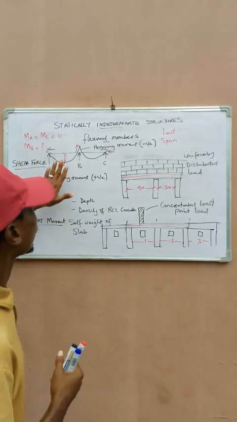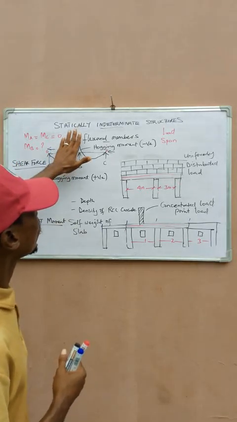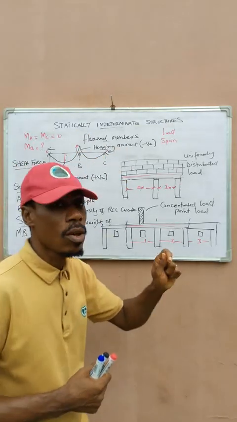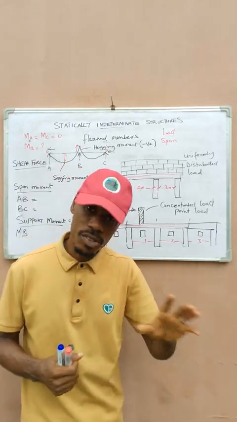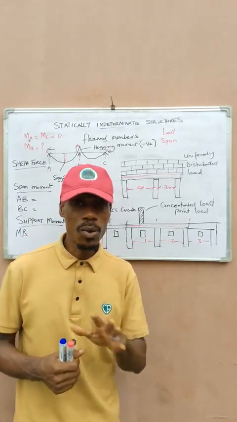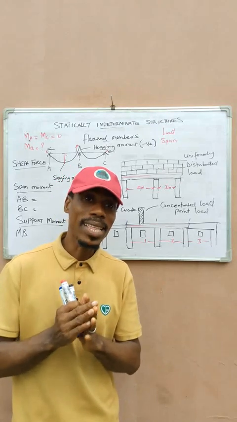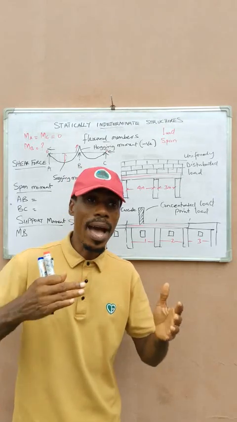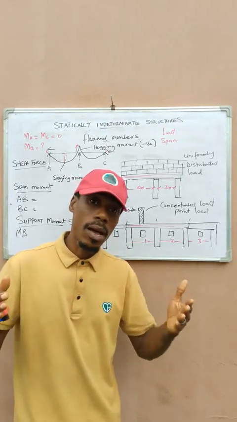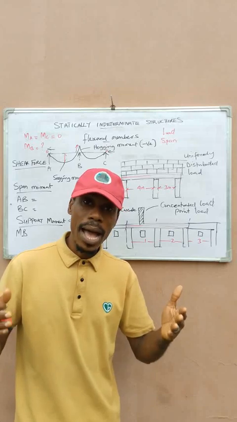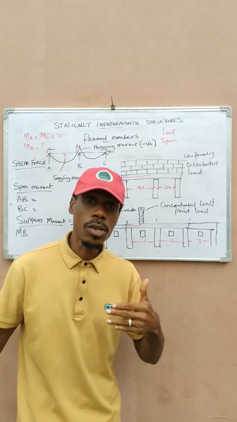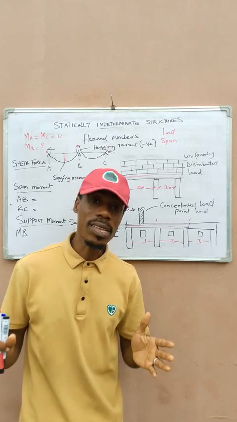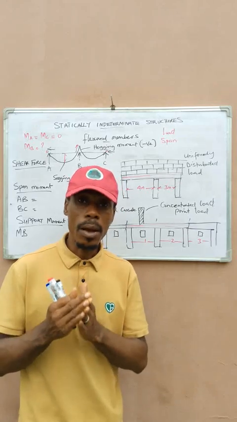Understand that we consider statically indeterminate structures or beam structures as those structures that cannot be resolved by the equations of static equilibrium. So you take note of that. Also, when you see beams or buildings where you have more than two supports or more than one span, such a structure can be considered a statically indeterminate beam structure.